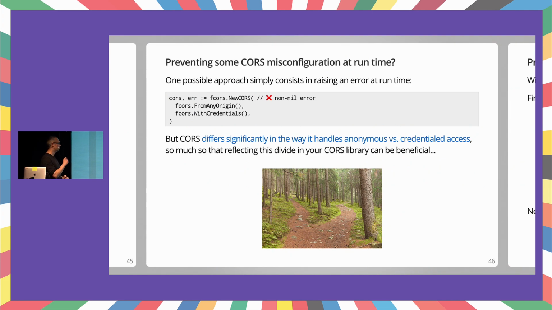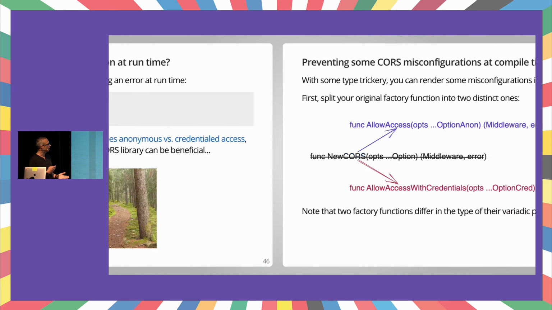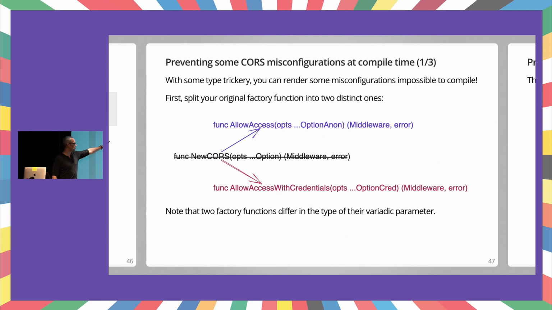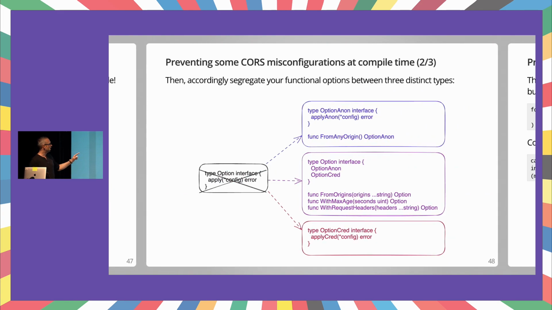But actually, if you study the CORS protocol closely, you'll see that the way anonymous access and credentialed access work is actually pretty different. So maybe you want to reflect that in your library. And there's a way to do that. You're going to scratch the original factory function, and split it into two different factory functions. Notice that one takes one type, option anon, and the other one, option cred. Then you're going to split the original option interface into three. One that's only compatible with anonymous access, one that's only compatible with credentialed access, and one that's compatible with both.